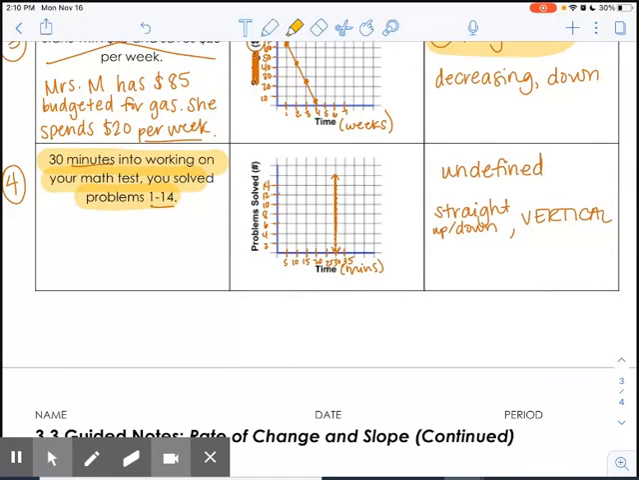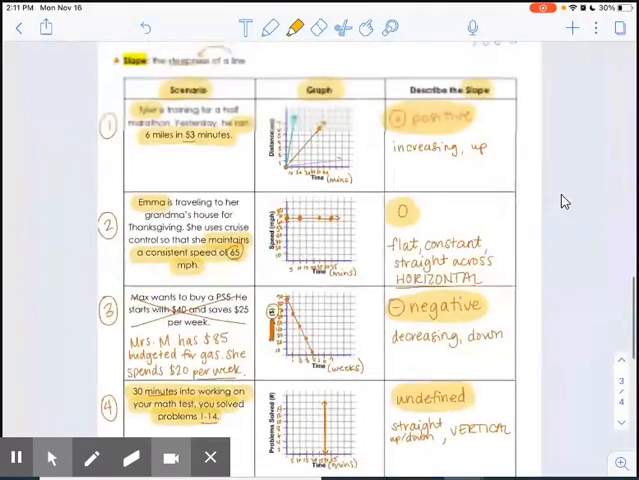That's why there actually is no genuine real world situation that works for this, because it's undefined. It's kind of like a no solution kind of thing. It is a solution. It's undefined. And it does look like something. It looks like a vertical line, but it doesn't have no slope, zero slope, but it has an undefined slope.